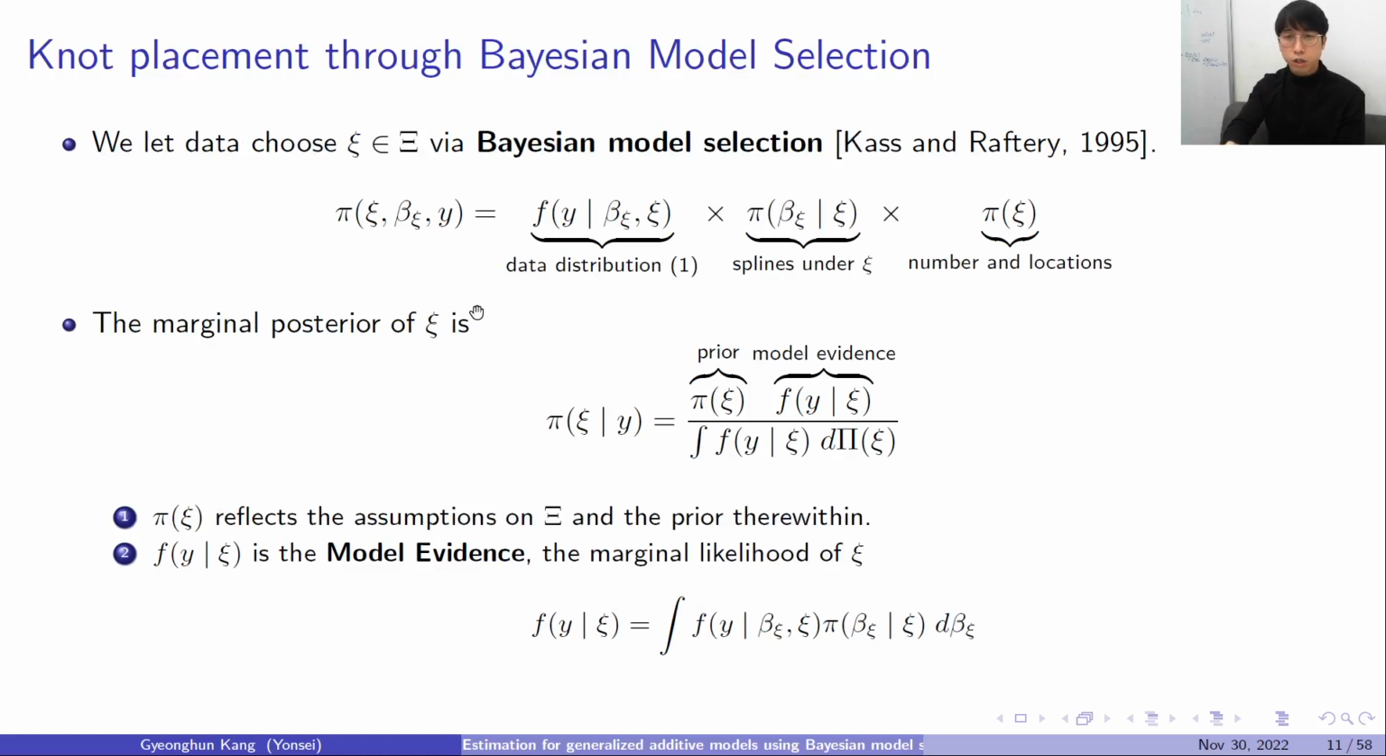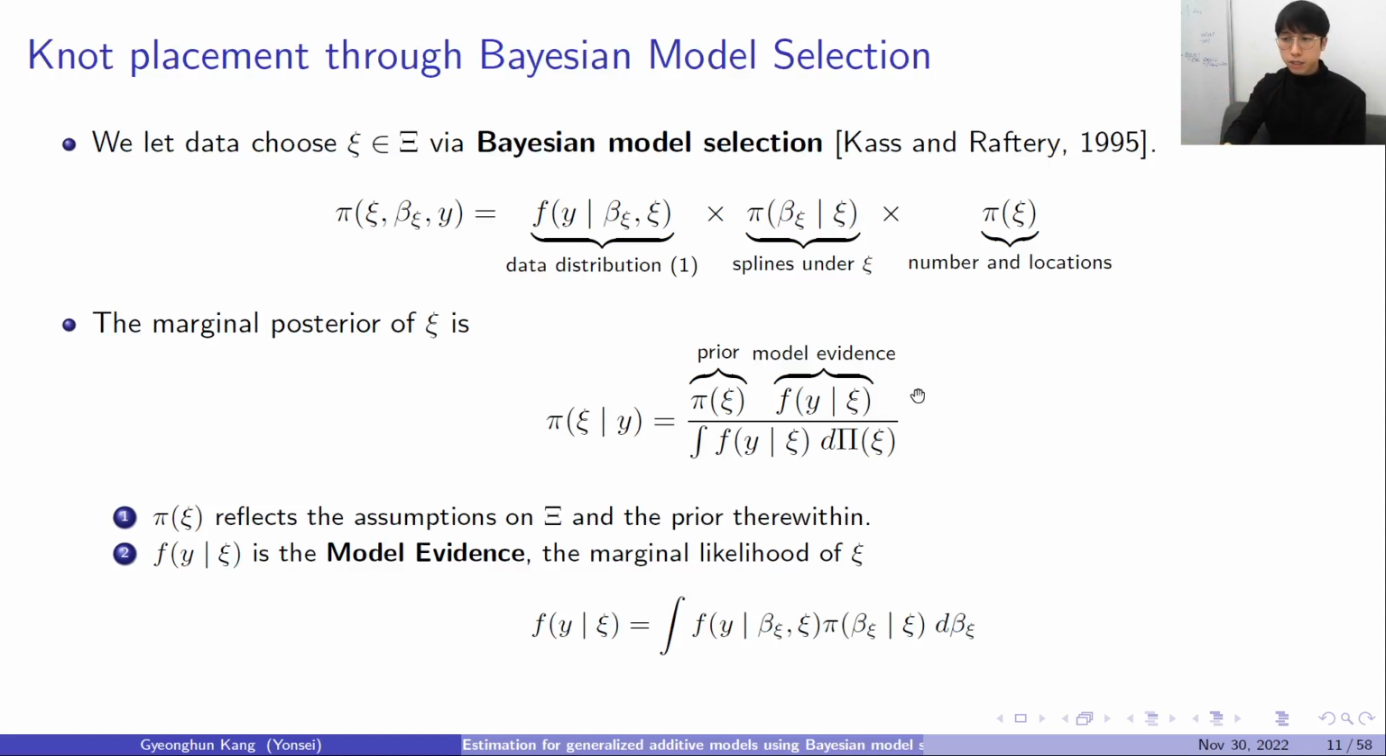We need the marginal posterior of each model, and we're using the Bayes rule. The Bayes rule has two components. The first component is the prior of knots, and the second component is the model evidence. The prior of knots is the prior on the number and locations of knots, and we're going to touch on that later. But the biggest obstacle here is deriving the model evidence.